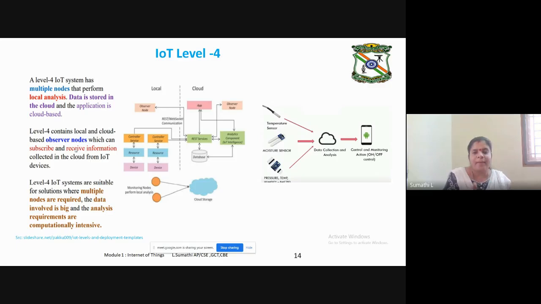Usually you will be using the MQTT protocol for the subscription model, which we will be studying in detail in your third module. So in level 4, when you use multiple devices, you normally go for an observer node. And I want to make one thing clear. It is not that you have to use MQTT only in level 4, but it has to be used if it is level 4. That is the difference. In the example, I have multiple sensors, the data are stored in the cloud, and the analysis is done over there.